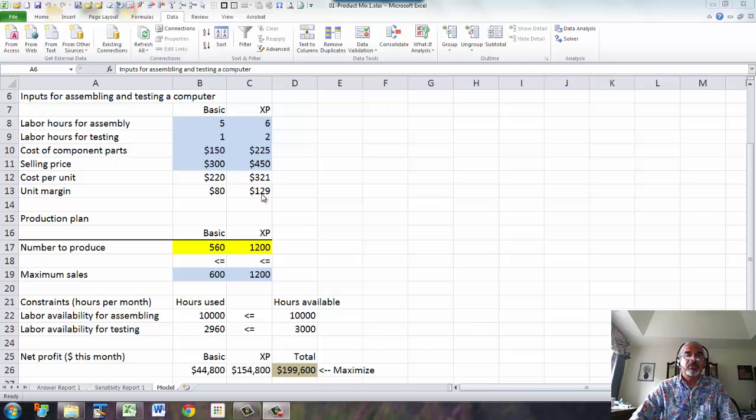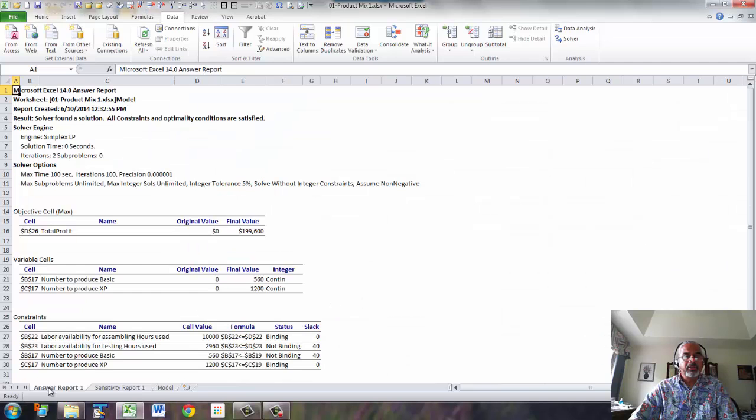Okay, we ran Solver and we found this solution. At that time we requested two reports, the answer report and the sensitivity report. The answer report gives you the same answer that we see here, 560 of Basic and 1200 of XP, giving you a profit of 199,600, in a kind of report format. So you will find the same information here.